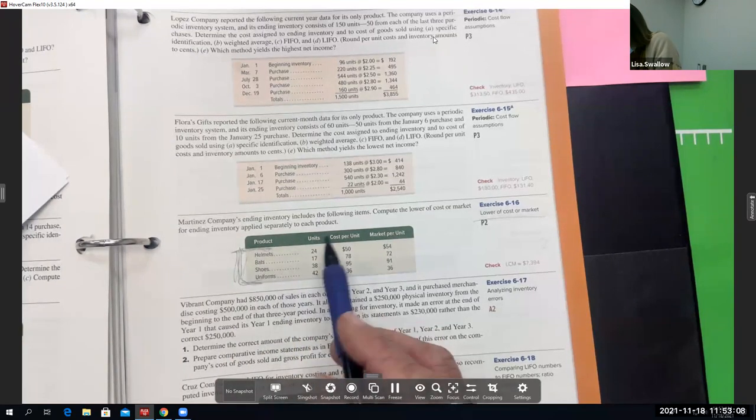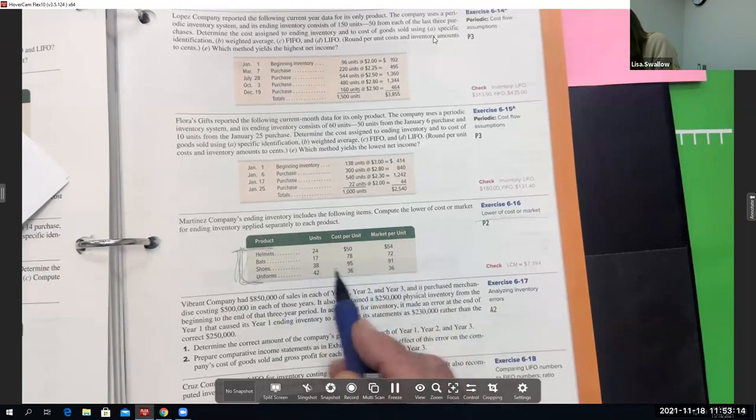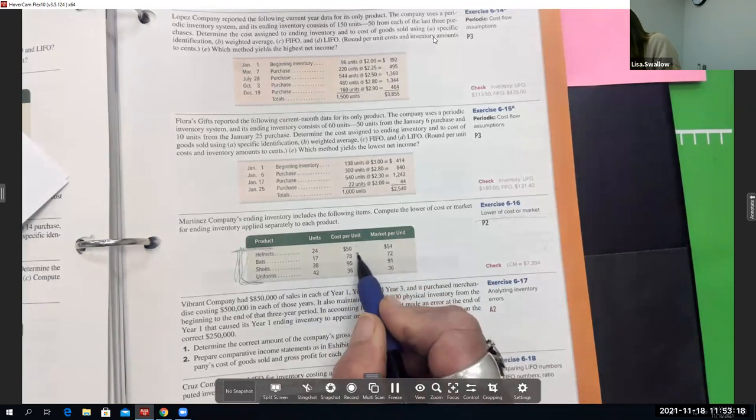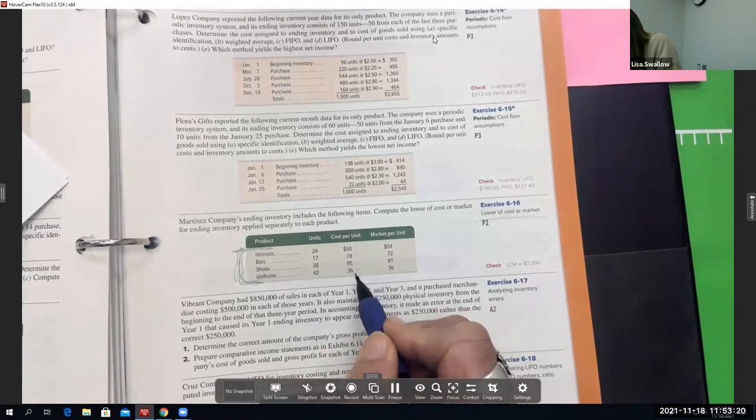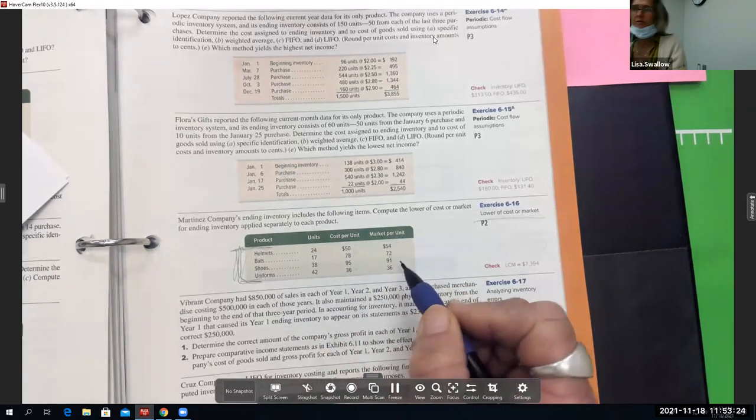At the end of the month, they've got 24, and let's just pretend there's a bunch of zeros there, 24,000 helmets, 17,000 bats, 38,000 shoes, 42,000 uniforms. Here's what they paid for each of the units. And here's the market value. First off, what does that mean? What's market?